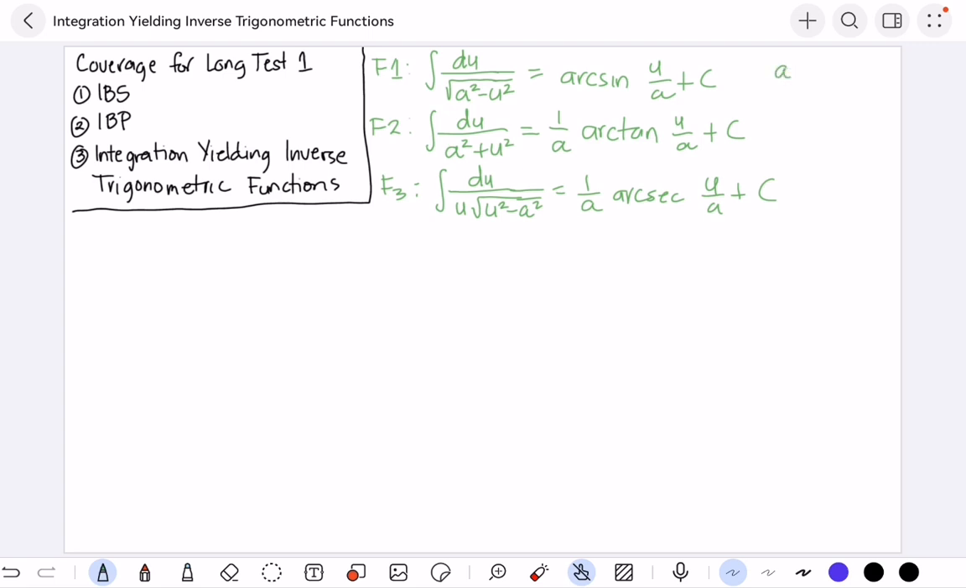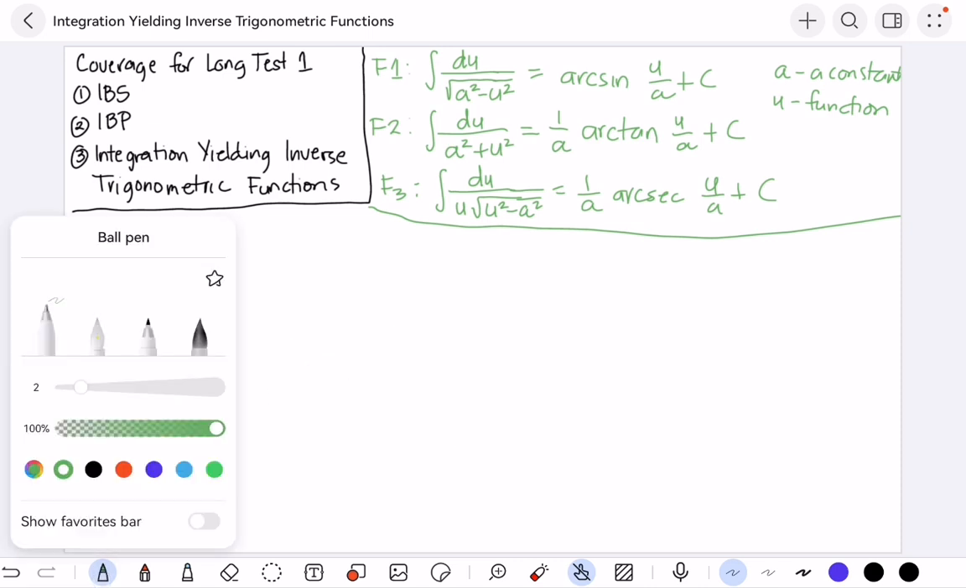Note that a is a constant and u is a function. Alright, so let's take note of these 3 formulas and then let us do examples.